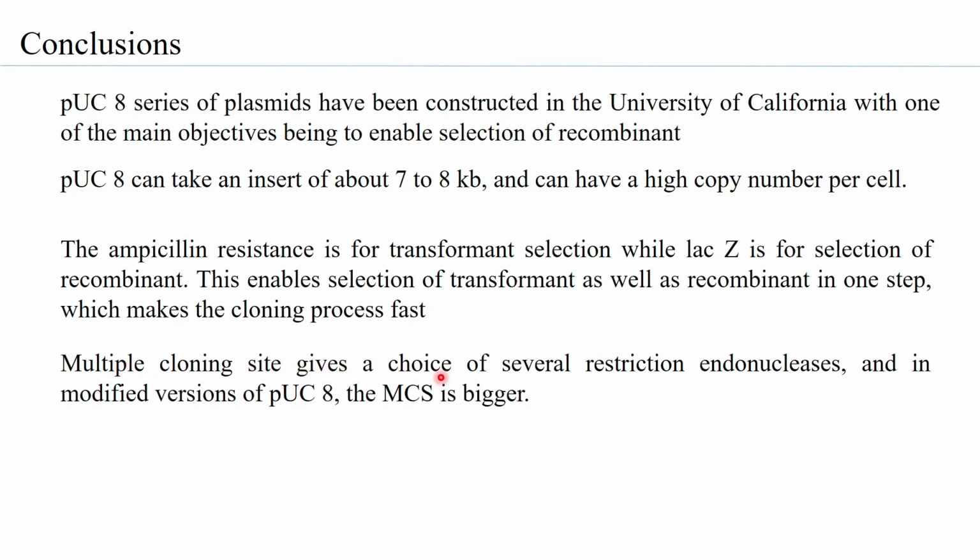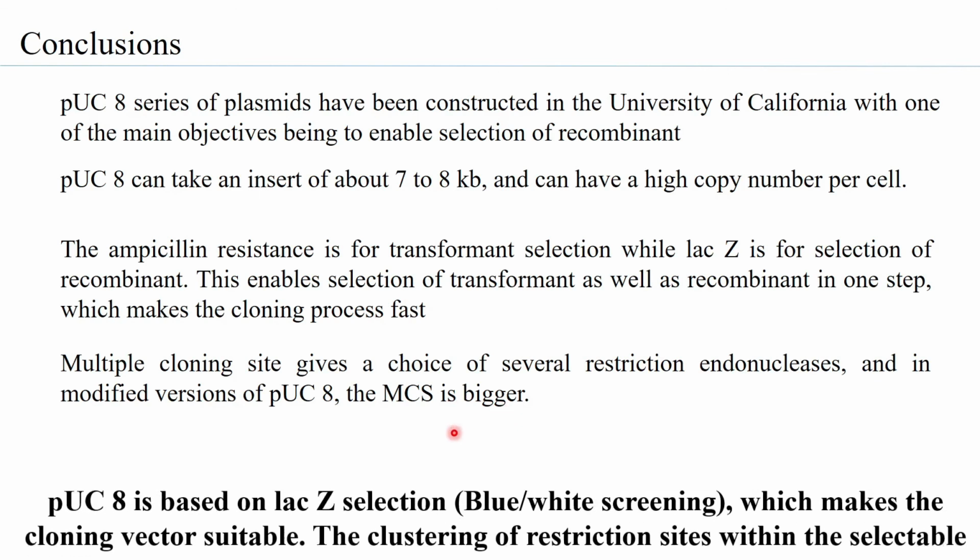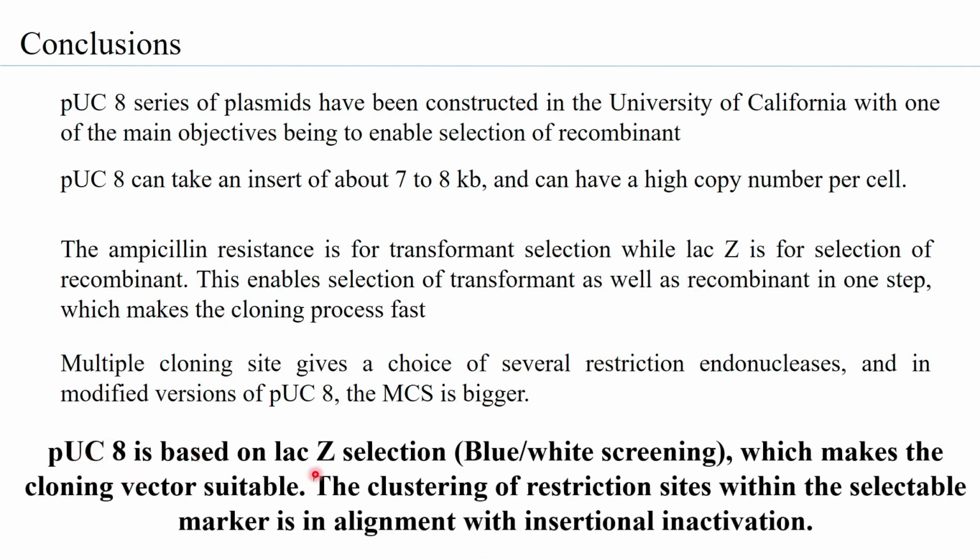Multiple cloning sites give a choice of several restriction endonucleases, and in modified versions of pUC8, the multiple cloning site is bigger. Thus, pUC8 is based on lacZ selection, effectively what we also call blue-white screening, which makes the cloning vector a suitable vector. The clustering of restriction sites within the selectable marker is in alignment with insertional inactivation.